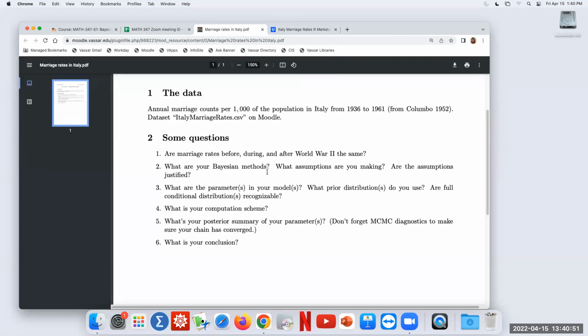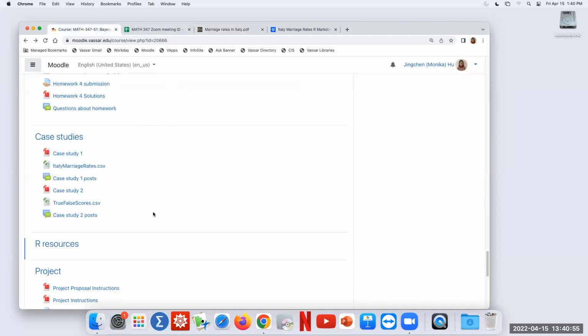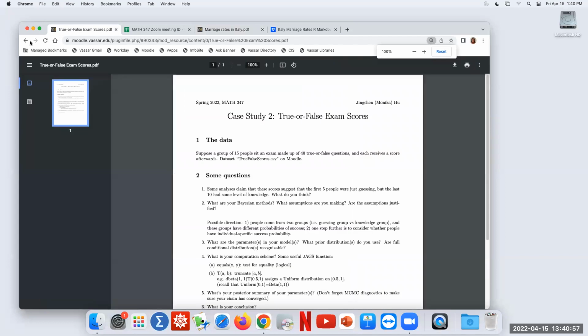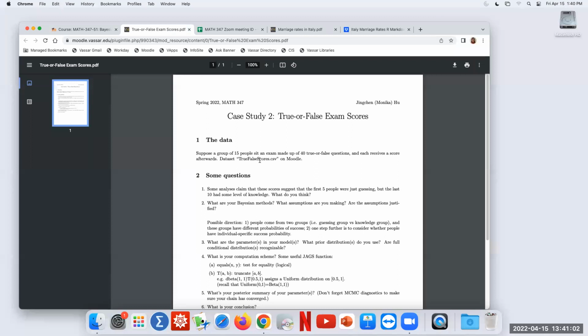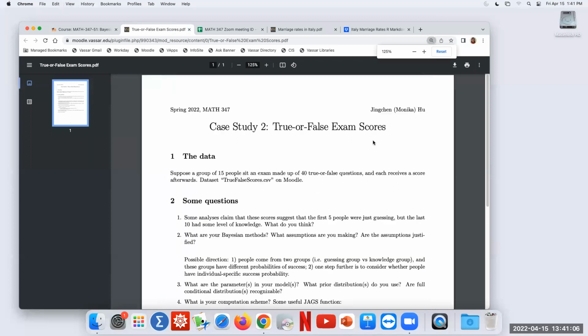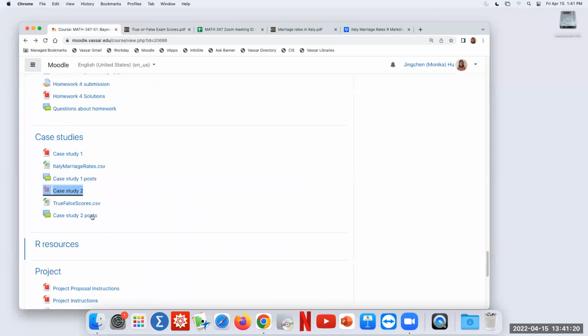Okay. So that's the first case study. And the second case study is about test takers' true or false exam scores. So we got 15 people sitting an exam, which is made up of 40 true or false questions. So you're going to see whether they get it right or not, and each is going to receive a score afterwards. The data set is stored in this true_false_scores.csv file.